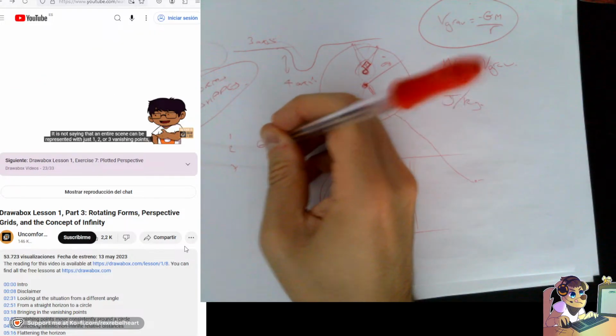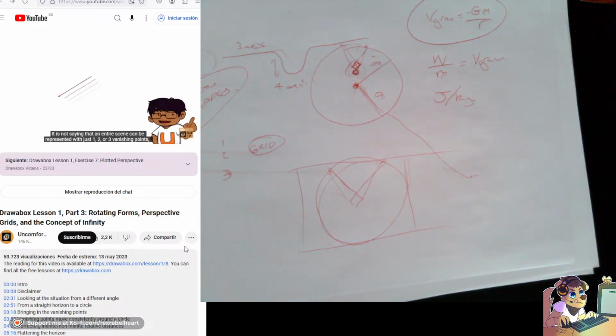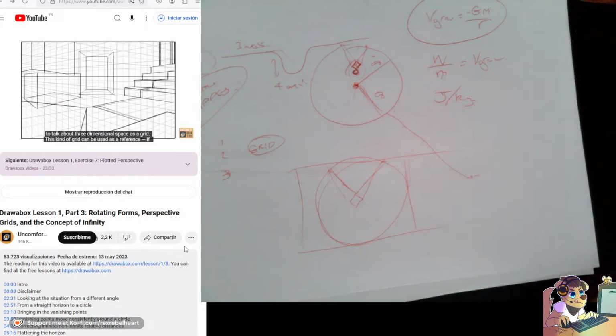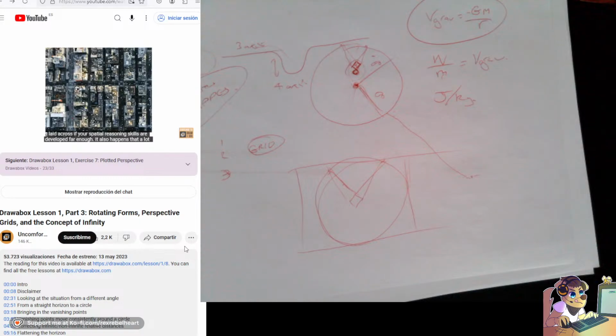It is not saying that an entire scene can be represented with just 1, 2, or 3 vanishing points, because that would only allow for 3 sets of edges with 3 specific orientations. Rather, it's a way to talk about 3-dimensional space as a grid. This kind of grid can be used as a reference. If you know what your major axes are, you can estimate how an arbitrary diagonal would be laid across if your spatial reasoning skills are developed far enough. It also happens that a lot of human structures adhere quite closely to grids. There will always be deviations, but if you think about a building, they're pretty boxy.